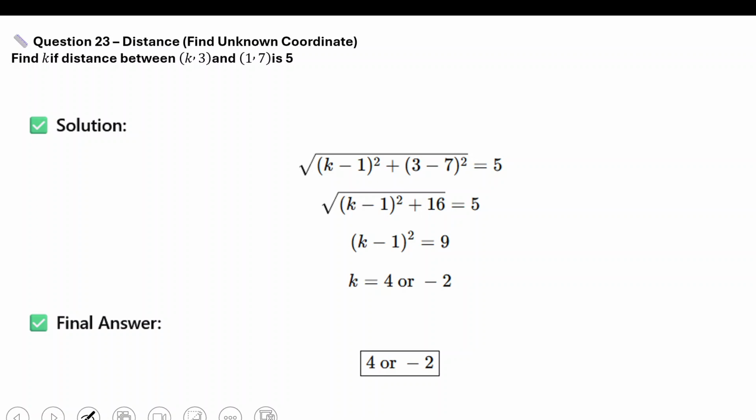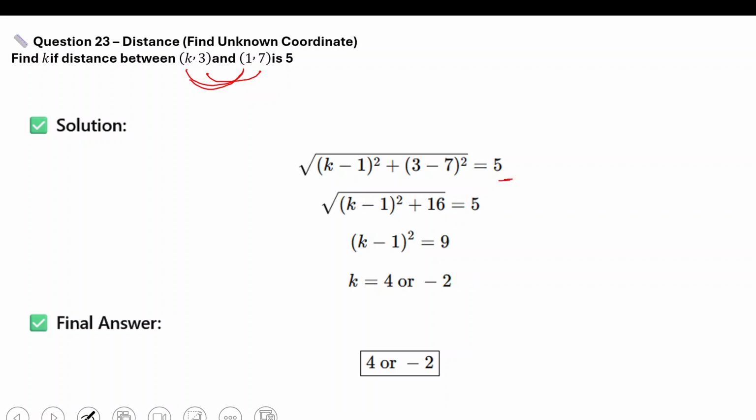So this is (x1, y1)... x minus, y minus, and 7 minus 3, 3 minus 7, sorry. So this is the formula. So it equals 5. So 5 is the distance between the two points, right?